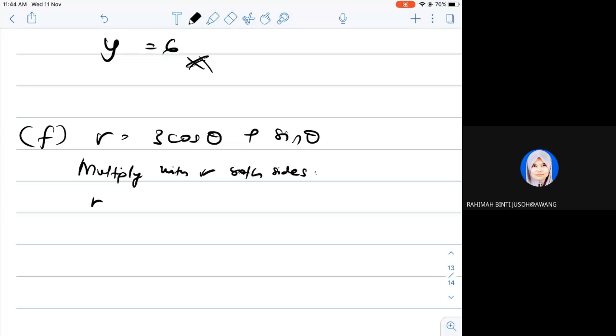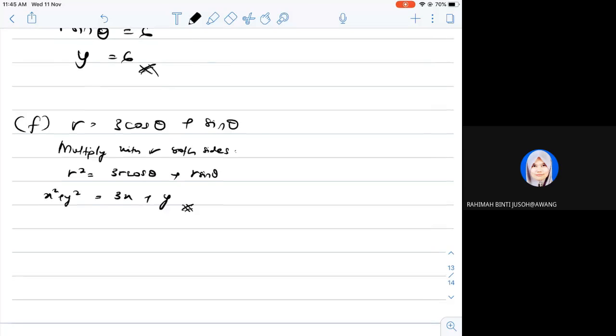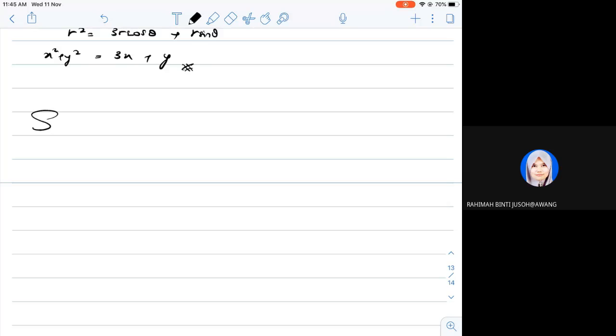So yang ni darab R jadi R cos 2. 3 cos theta darab R jadi 3R cos theta tambah R sin theta. Okay, sebab dia darab dengan R semua sekali kan. Alright, so we will have R squared is X squared plus Y squared sama dengan 3R cos theta is 3X tambah Y. That's it, that's the answer. Okay, jom symmetric test.